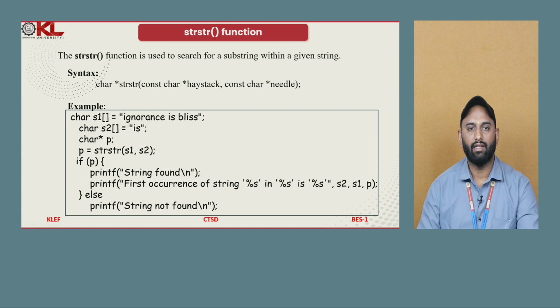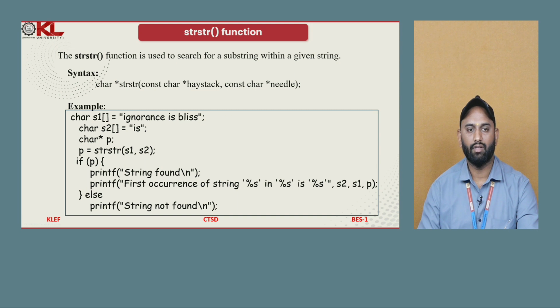The next function is the strstr function. This function is used to search for a substring within a given string. So whenever we want to search for a substring within a given string, we are going to use this strstr function. The syntax is char star strstr of const char star haystack, comma, const char star needle. Here the haystack indicates the input string, whatever string literal we are going to store, and needle is the substring that we want to search for in the given string. So let us go with an example.